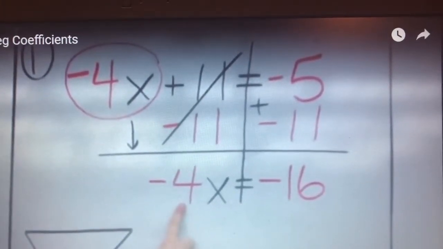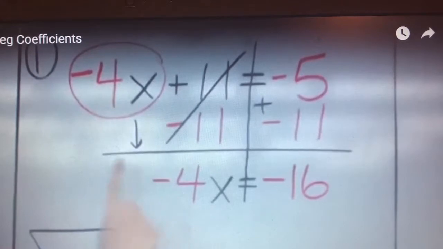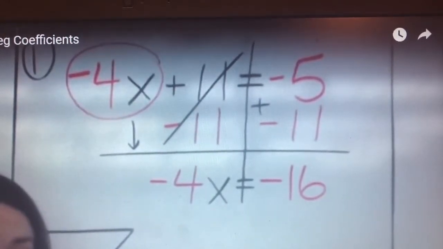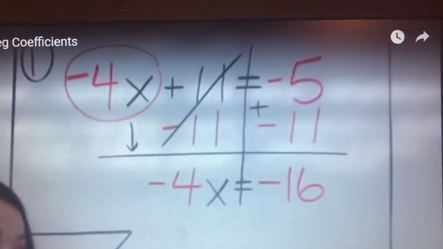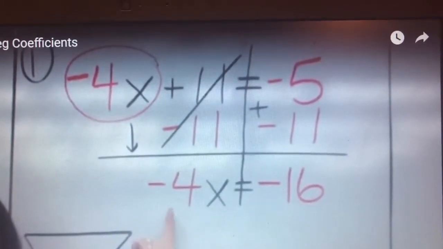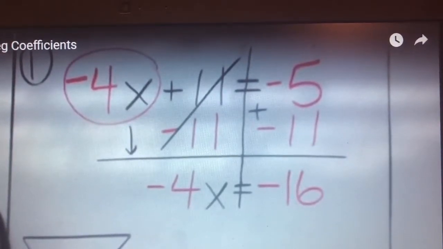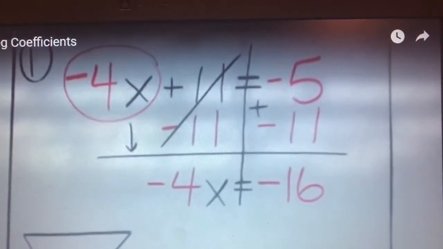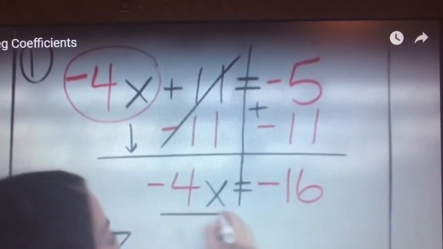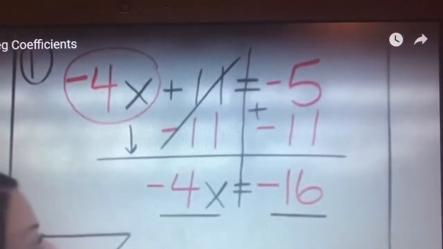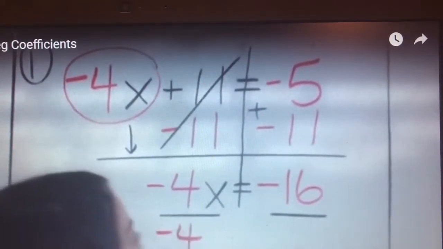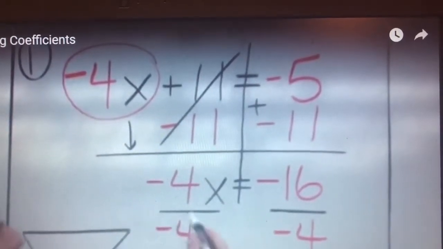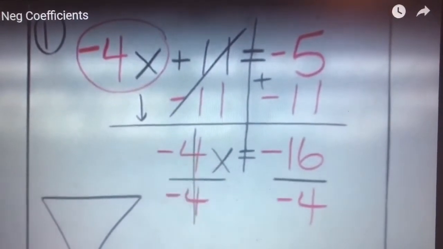Do you have a negative coefficient? Yes? Okay, so what are you going to do to both sides to try and get Miss X to be a single lady? She wants to get a divorce, right? What do you have to do to both sides? Divide both sides by, not 4, negative 4. That's right. So you're going to divide both sides by a negative 4. So a negative 4 divided by a negative 4 is 1, because any number divided by itself is 1.